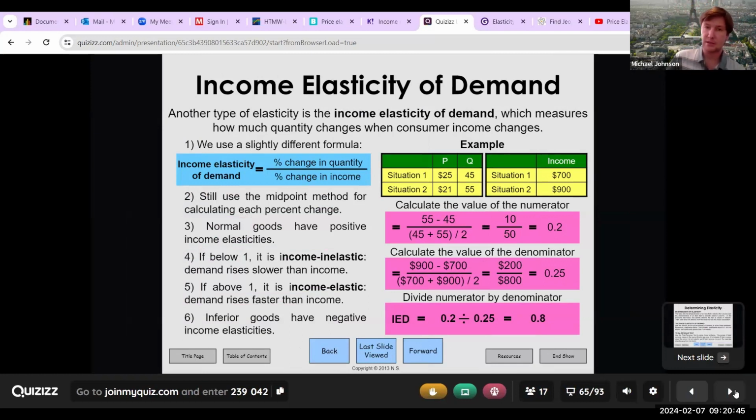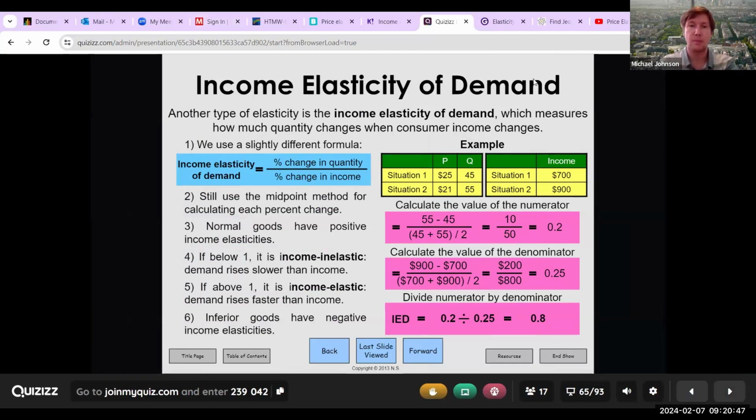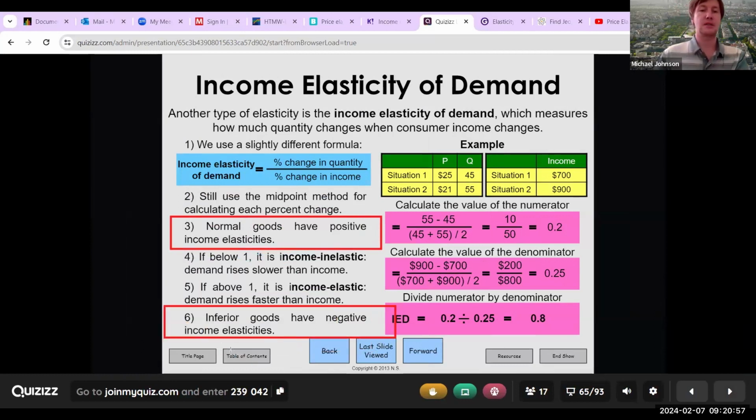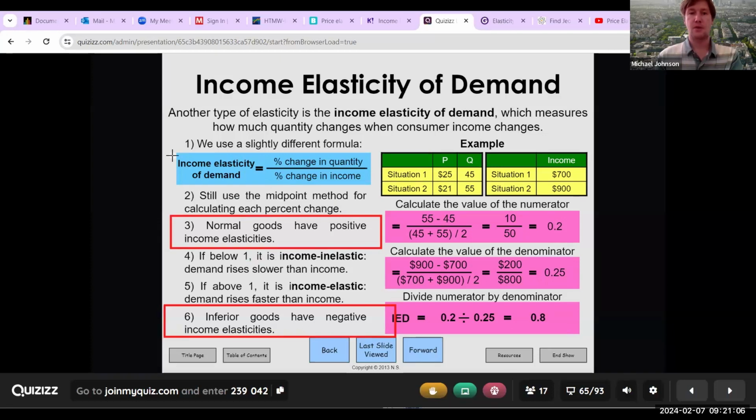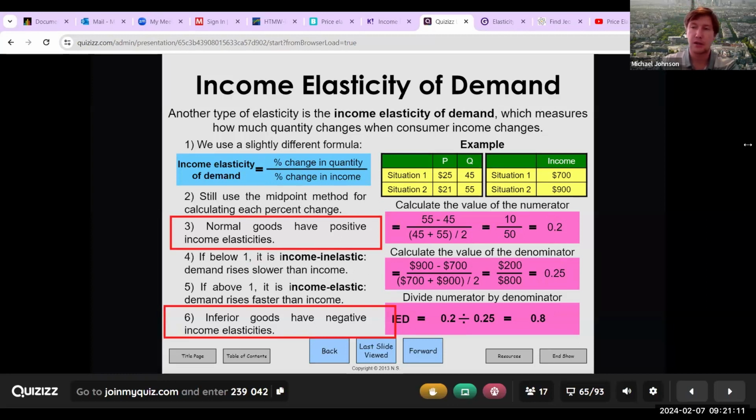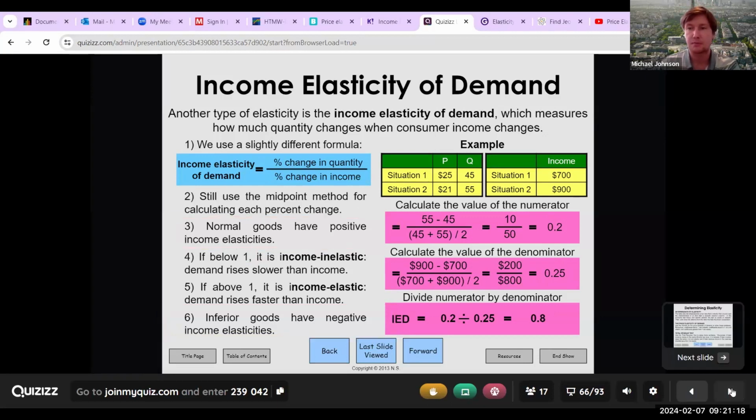If above 1, it is income elastic, demand rises faster than income. Inferior goods have negative income elasticity. So the only things you have to worry about, don't worry about 4 and 5, only worry about 3 and 6. Inferior goods have negative income elasticities, normal goods have positive income elasticities. So only worry about these two things here. The 4 and 5 don't matter. Just 3 and 6. Remember, normal goods have positive income elasticities, inferior goods have negative income elasticities. So that's important.